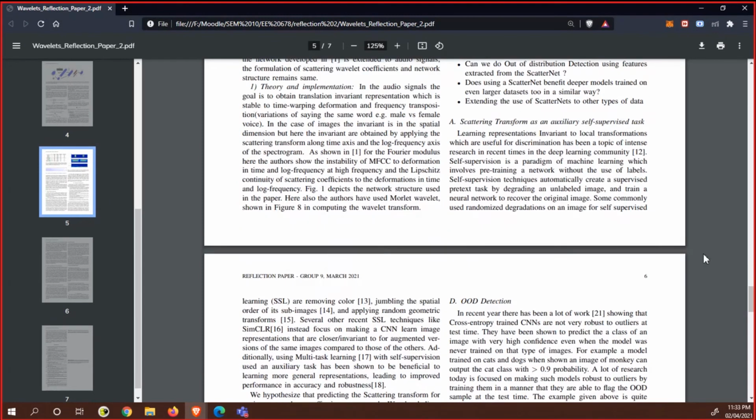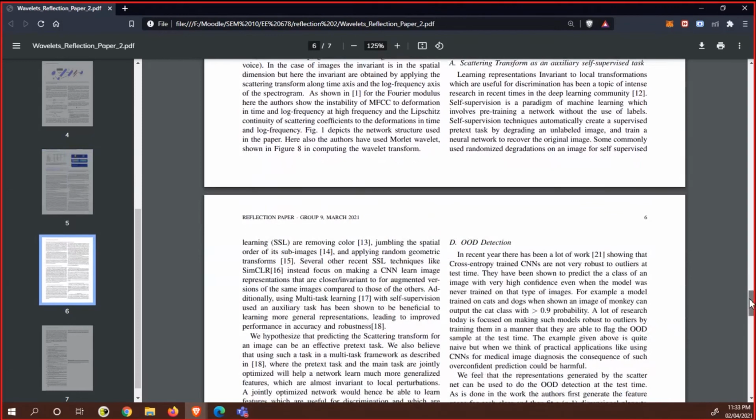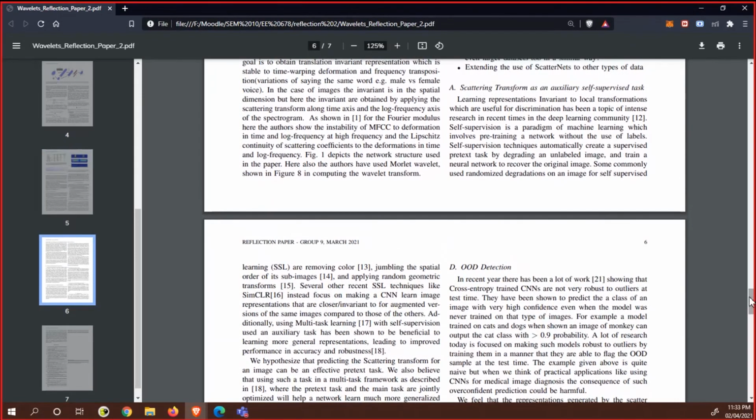as an auxiliary self-supervised task. So just a bit of detail about self-supervision. Self-supervision is a type of unsupervised representation learning where we train the network using self-labels which are generated by itself. So we train it on a pretext task without the use of labels. For example, we can train a network to restore a degraded image or a transformed version of an image so that it can model the distribution of the data without even having access to the labels of the image.